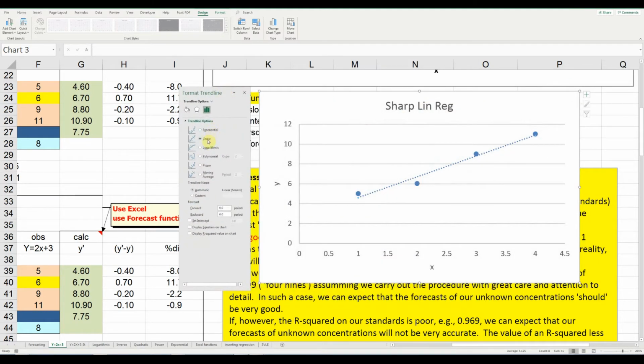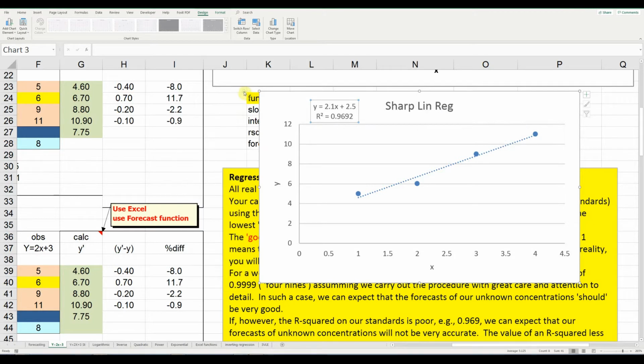Now by default, a linear trend line is chosen. Let's go ahead and display the equation of the line and display the r-squared value. Now I'm going to close this box. Anytime you display an r-squared value, always show 4 decimal places. 5 is not really meaningful.